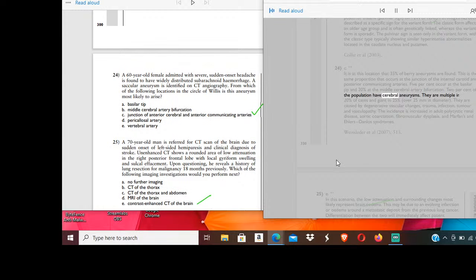2% of the population have cerebral aneurysms. They are multiple in 20% of cases and giant in 25%, over 25 millimeters in diameter. They are caused by degenerative vascular changes, trauma, infection, tumor, and vasculopathy. The incidence is increased in adult polycystic renal disease, aortic coarctation, fibromuscular dysplasia, and Marfan's and Ehlers-Danlos syndromes.